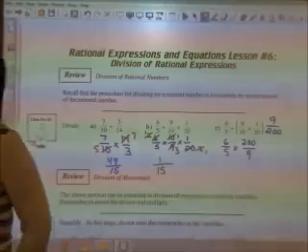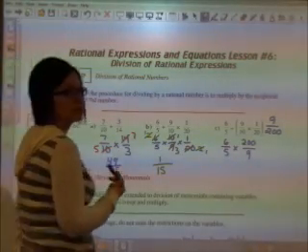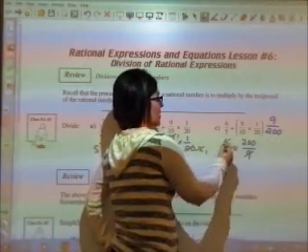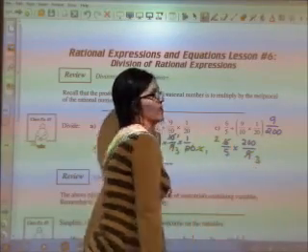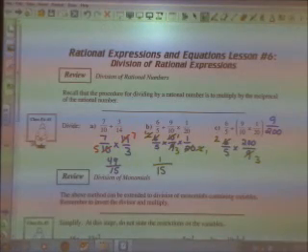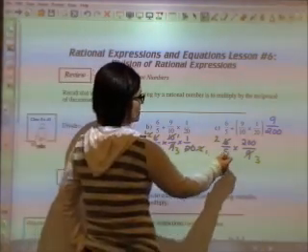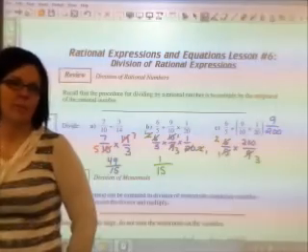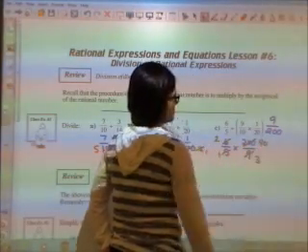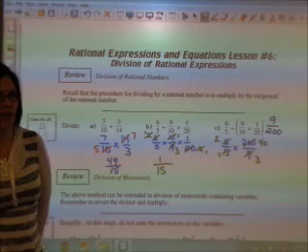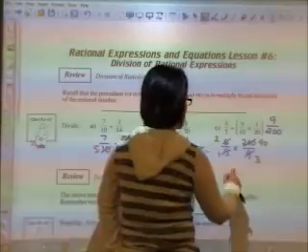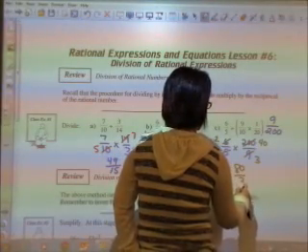And then again, we look at our common factors. So 6 and 9 can both be divided by 3. And 5 and 200 can both be divided by what? 5. So 5 divided by 5 would give me 1. And 200 divided by 5 would give me 40. So when I multiply straight across, 2 times 40 would give me 80. And 1 times 3? 3.